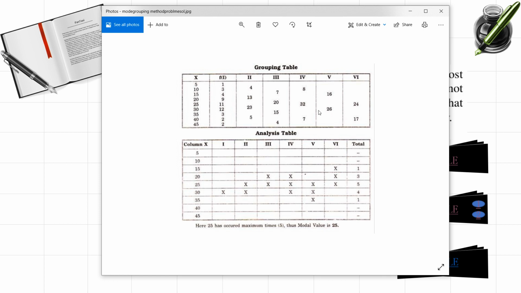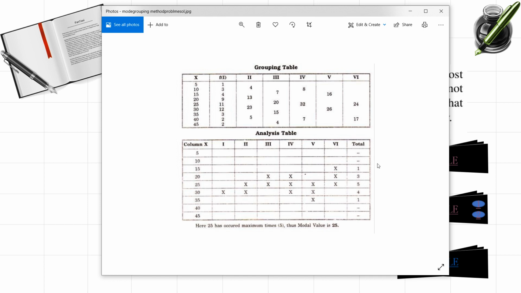And the fifth column highest value is 26 and we got this 26 by adding 11, 12 and 3. And the corresponding x values are 25, 30 and 35. At those places keep cross marks. Next, the last column highest value is 24 and we got that 24 by adding the first three values, right? So 4, 9 and 11. 11, 9 and 4. And the corresponding x values are 15, 20 and 25. At those places also you just keep cross marks.